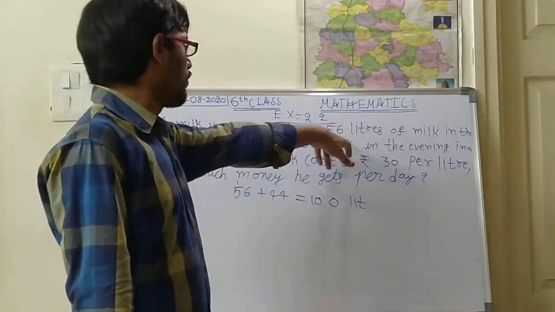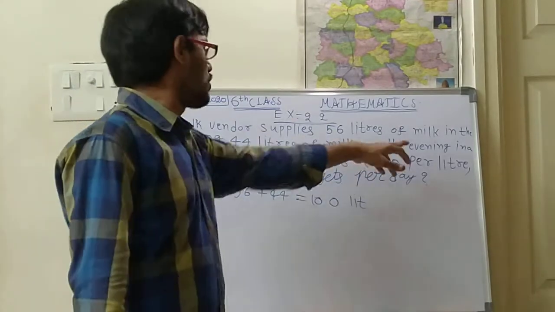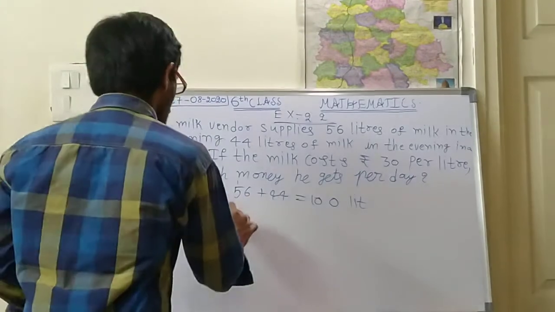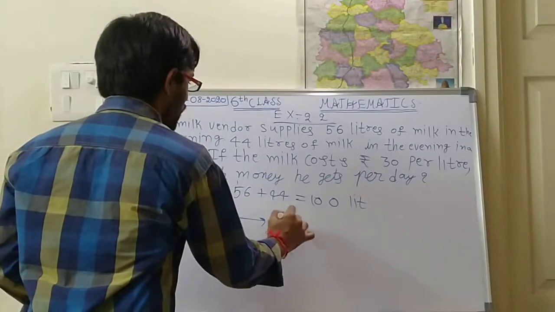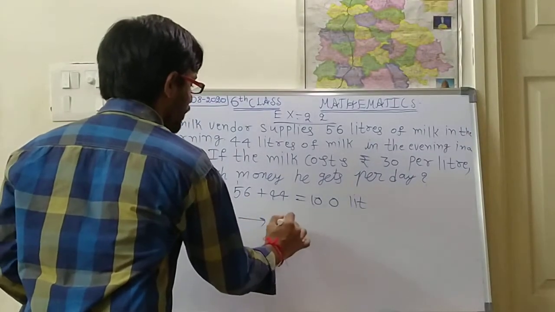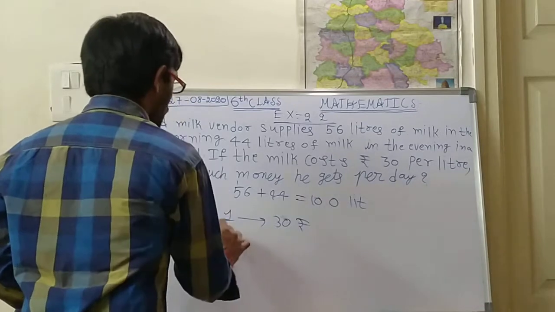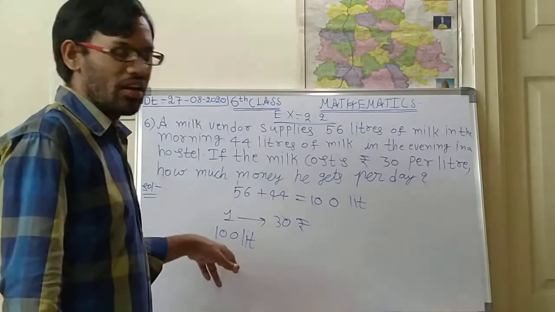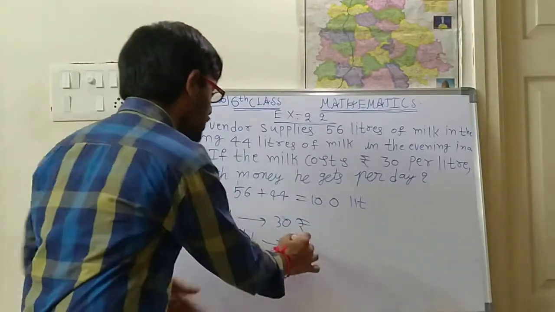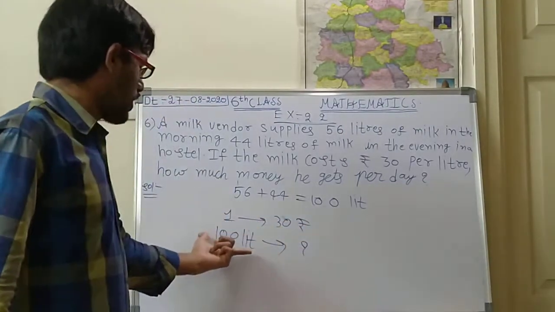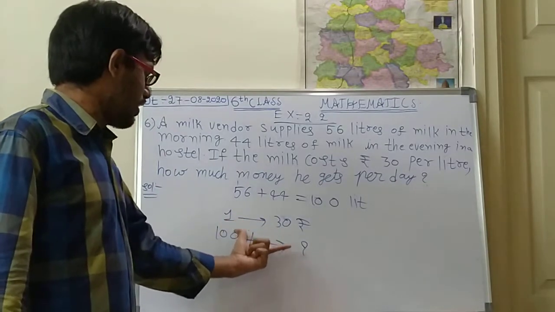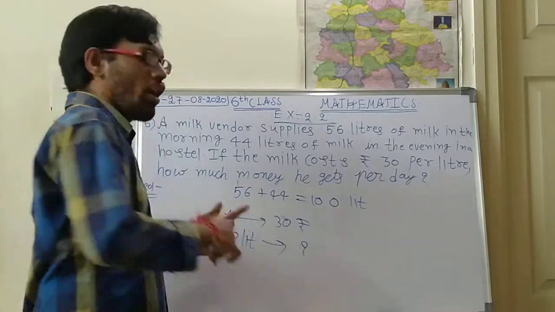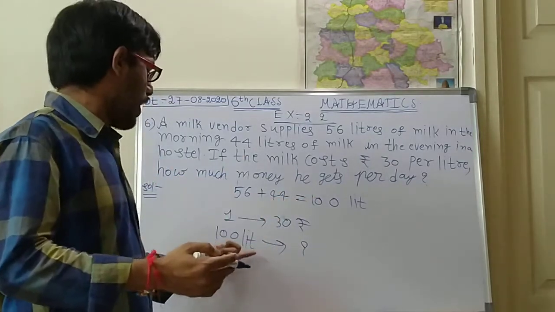Is it right, children? 56 plus 44 liters. So if the milk costs rupees 30 per liter, for 1 liter how many rupees? 30 rupees, and for 100 liters, since daily he was supplying 100 liters. So for 100 liters, how much money? This is looking like an identity. So the unitary method.